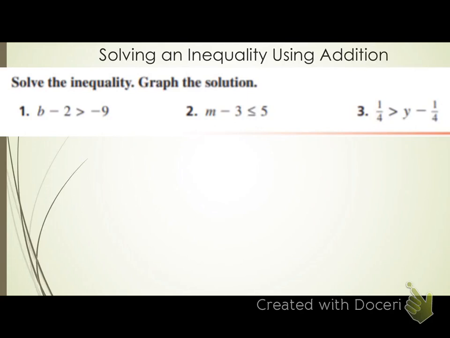Did you add 2? Yes, I'm going to add 2 to both sides. 2 is being subtracted from b. I've got to add 2 to get rid of it. Once again, anything I do to one side, I've got to do to the other to produce an equivalent inequality.